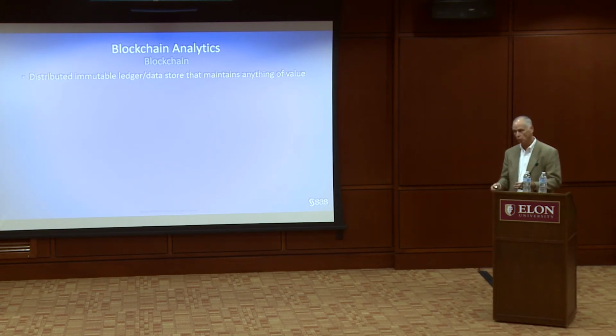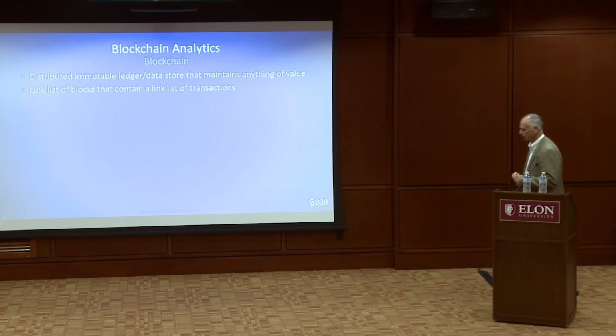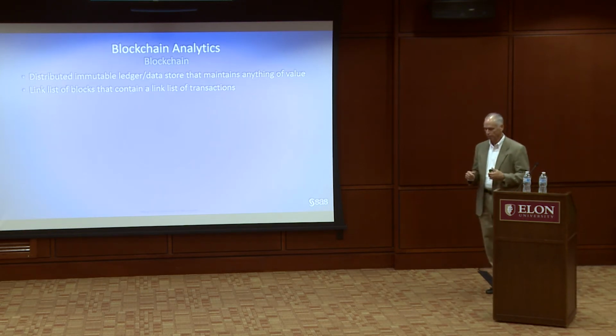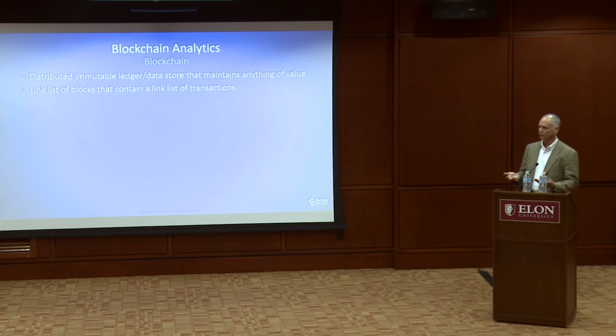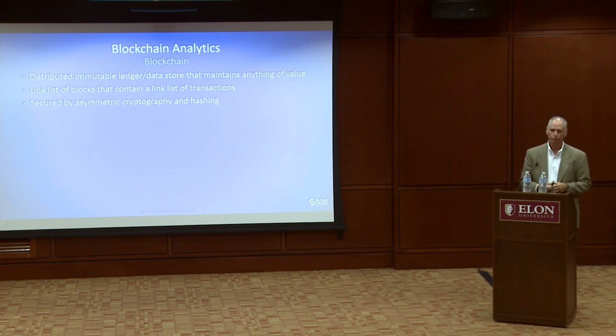Of course, Bitcoin does one thing. It does transactions. That's all it does. Now, you can add other data into your blocks, but typically you don't because there are some limitations to that. It's basically a linked list of blocks of transactions. So when we look at how it's organized, it's very simple. It's not a terribly complex structure. But it's a linked list of blocks that is basically a linked list of transactions. It's secured by asymmetric cryptography and hashing. That's the whole trick to it.